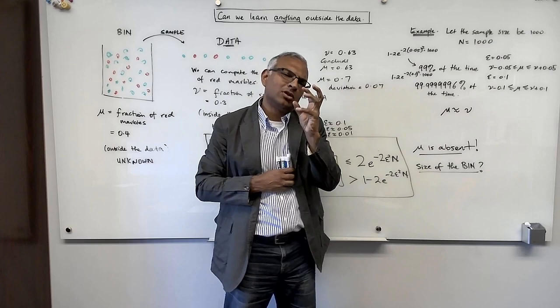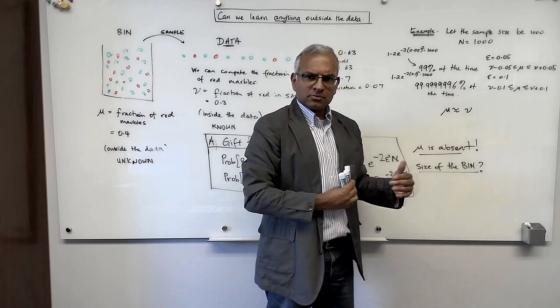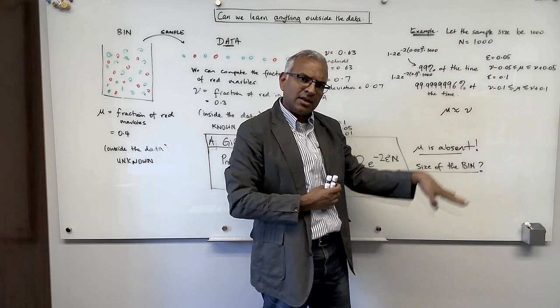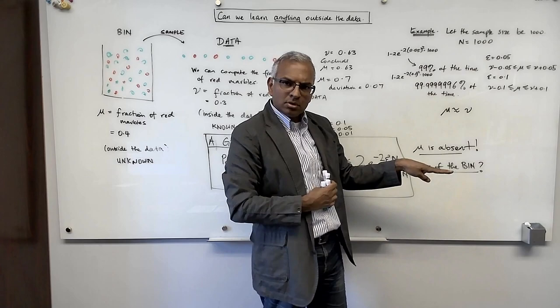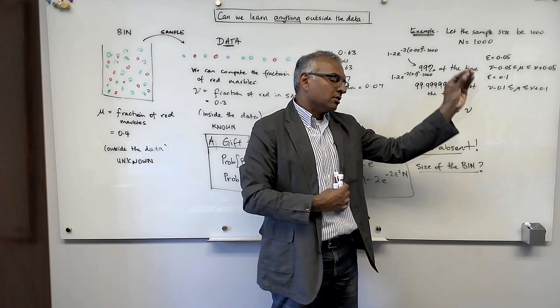I want to make a small technical comment that in this experiment, mu is fixed. It's nu that varies. Whenever you talk about a probability, there's something that's random. It's nu that's random, and nu is randomly varying. But most of the time, nu will be close to mu. And there's a newsflash here: if nu is close to mu, then mu is close to nu. So that's what's going on here. Technically, mu is fixed. It's nu that's varying.